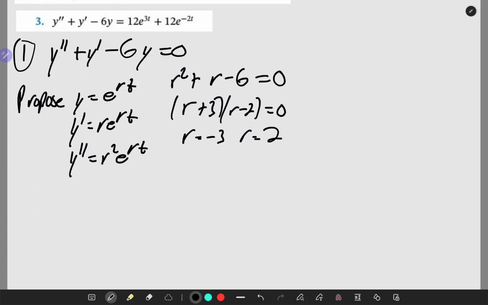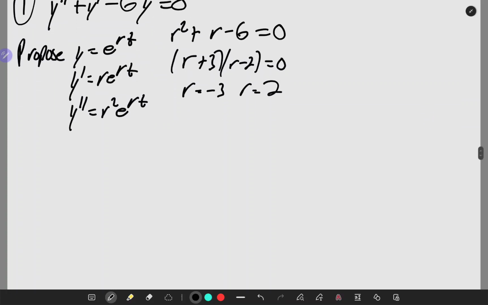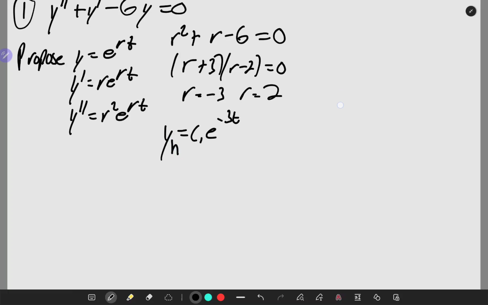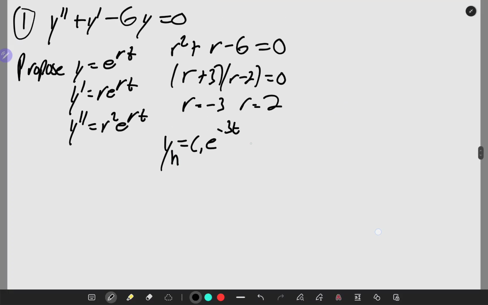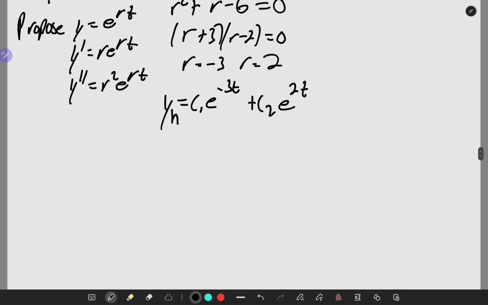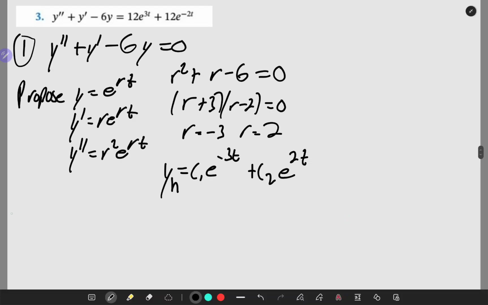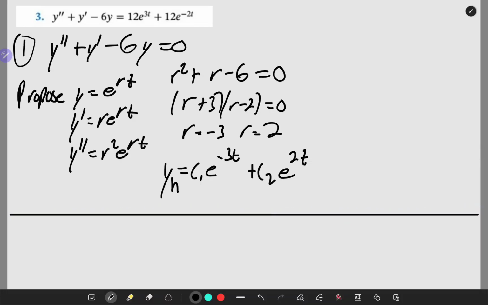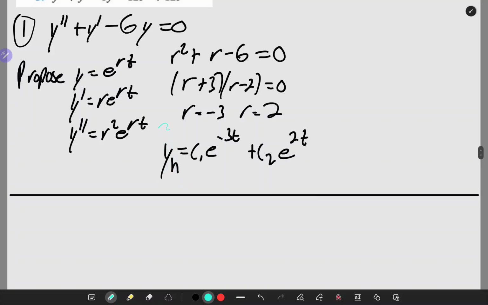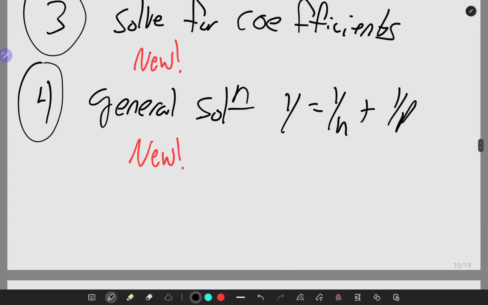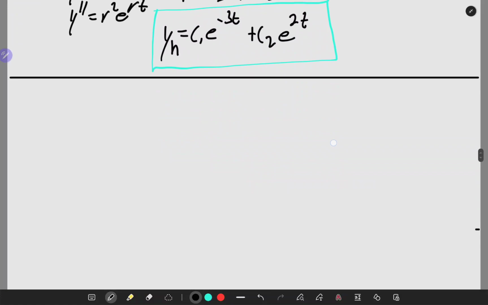Very nice, right? We have just a standard case for second order. C1 e to the negative 3t. So remember, the general solution for the homogeneous equation would be this, right? And now this is step 1. We're done. Now, we need this for later. Remember, when we go to step 4, we need y sub h and y sub p.